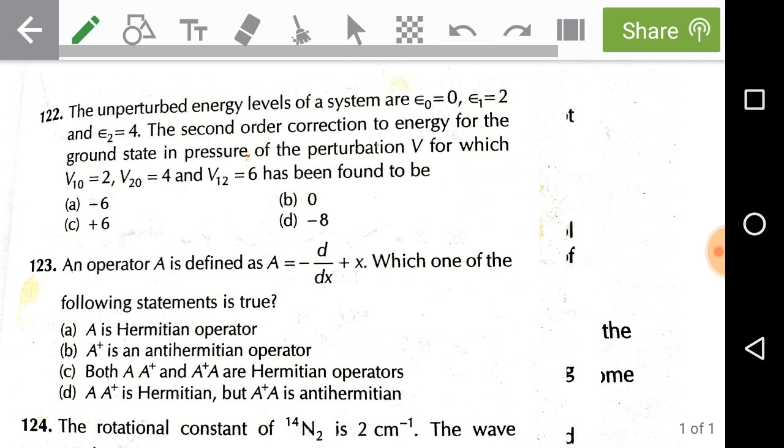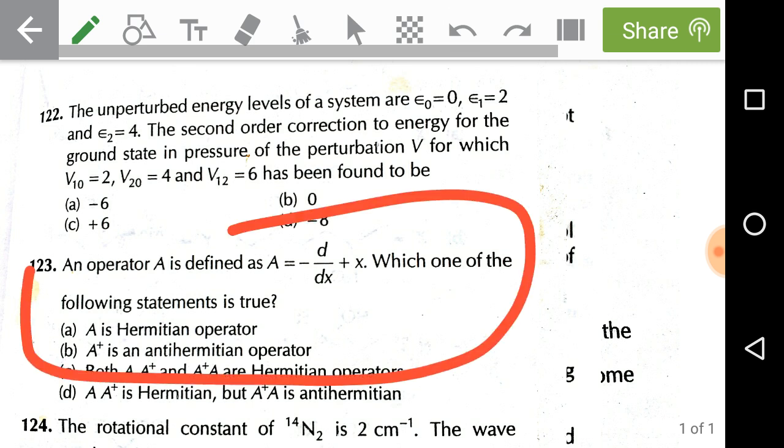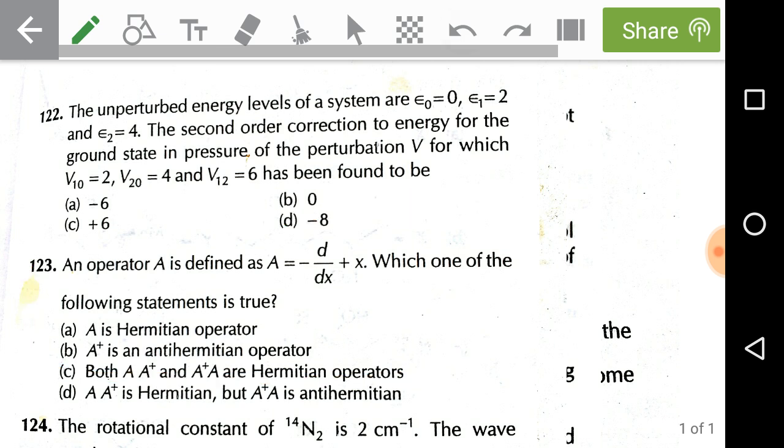Next question: an operator A is defined as A is equal to minus d by dx plus x. Which one of the following statements is true? Just observe: A is a Hermitian operator; A plus is an anti-Hermitian operator; both A and A plus, and A plus and A, are Hermitian operators; A and A plus is Hermitian, but A plus and A is anti-Hermitian.